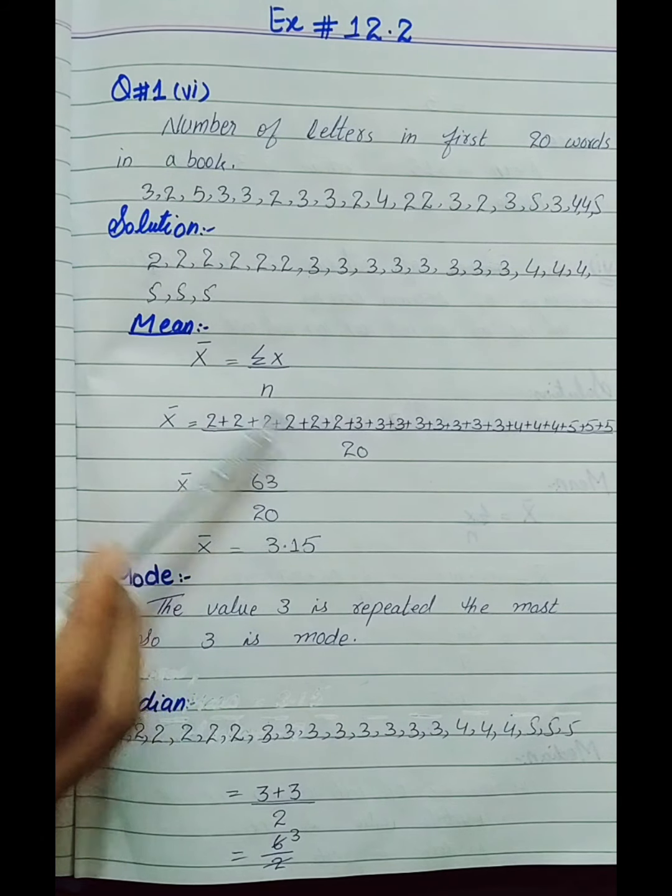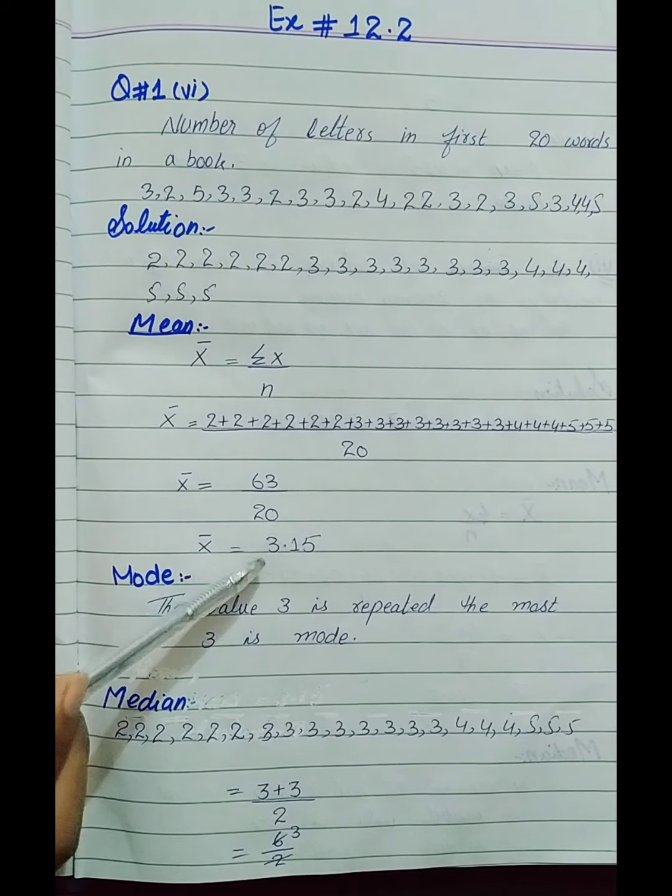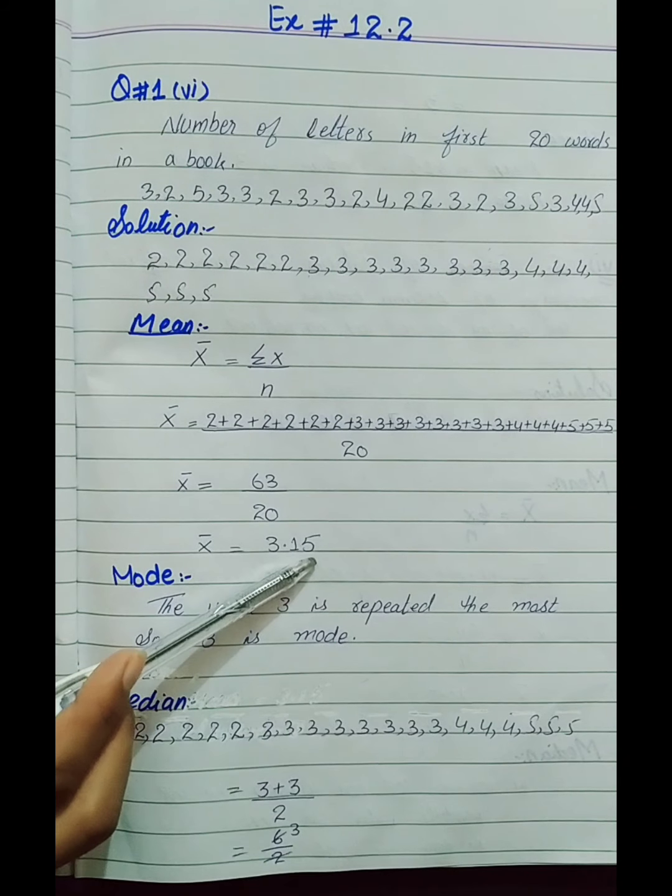So we add the values and divide by the number of values, which is 20, we get 3.15.